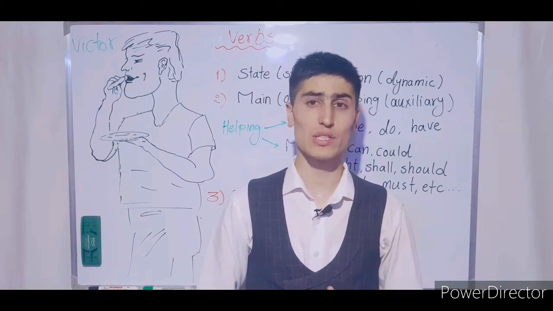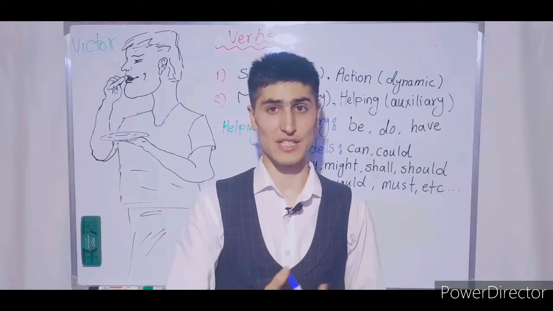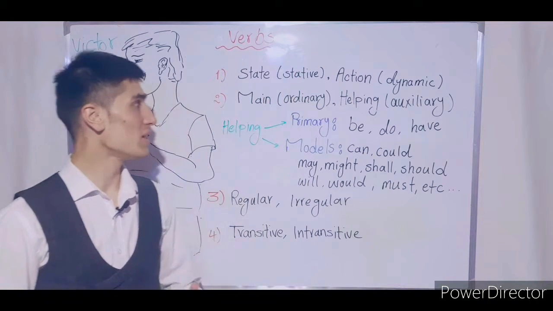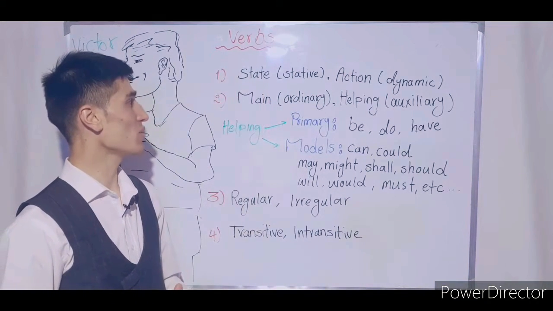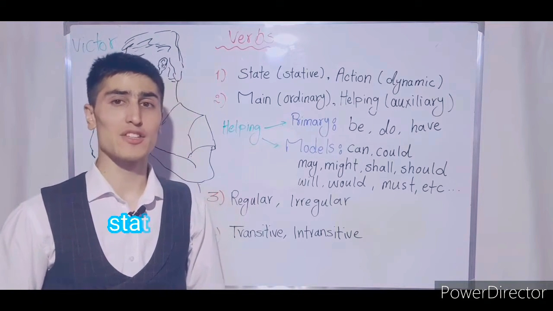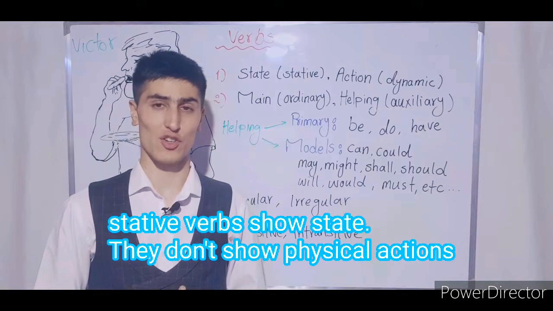And today we are going to talk about the types of verb in detail. Okay? Let's get started. The first type of verb that we want to talk about is a state verb, or a stative verb. It shows a state. It does not show any physical action.